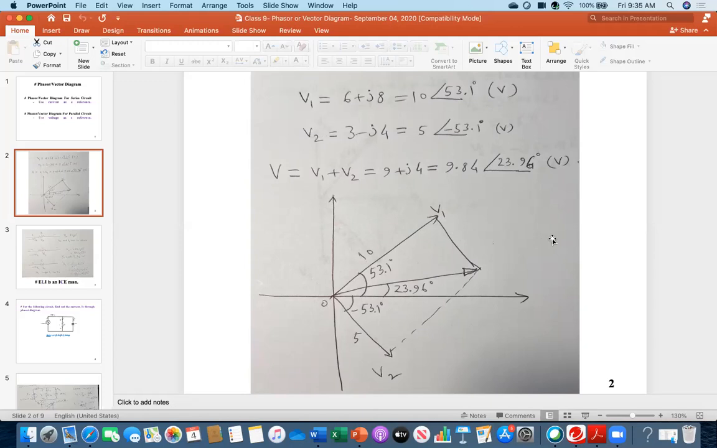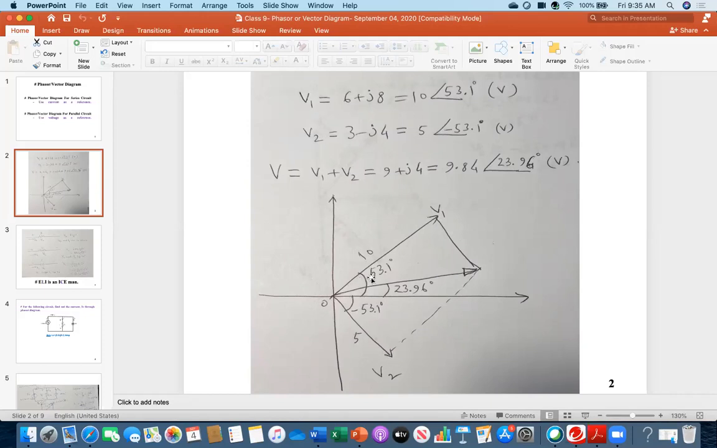Yes, vector addition. So just look at their angle and place them accordingly. This was the first vector, V1. Then this was V2. Once you have two vectors in hand, make their addition, the resultant.